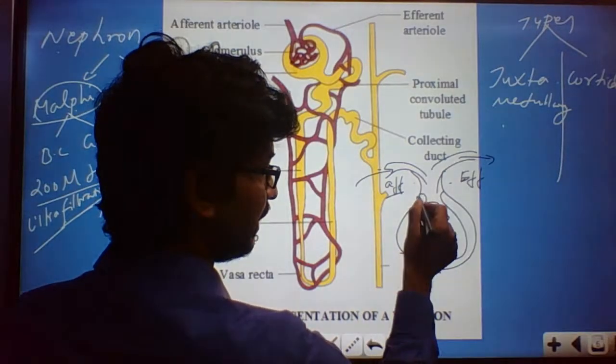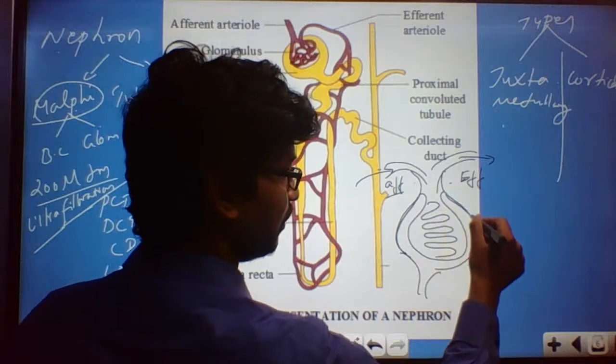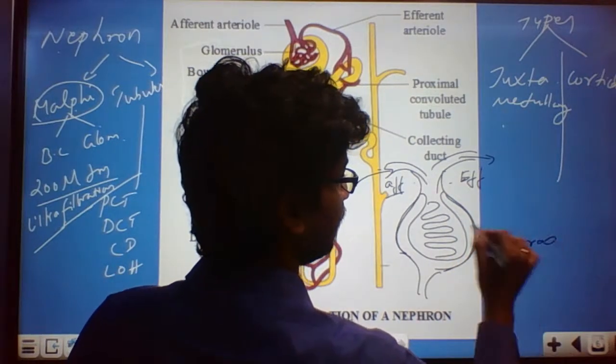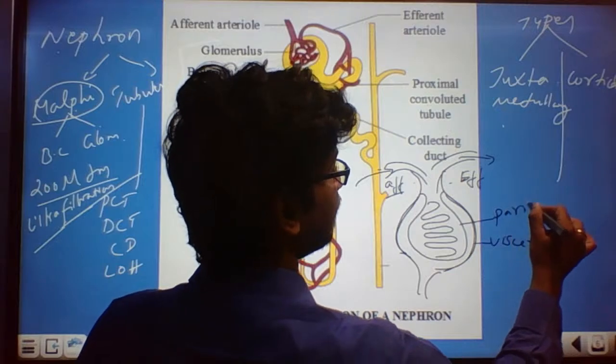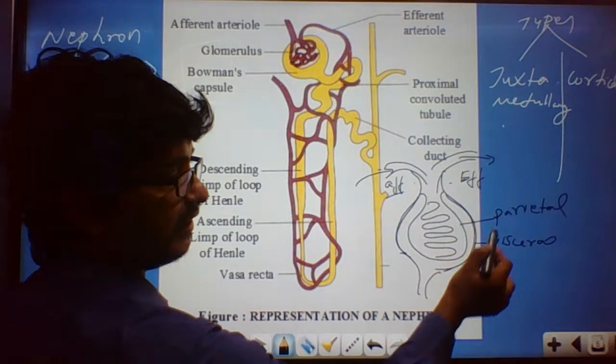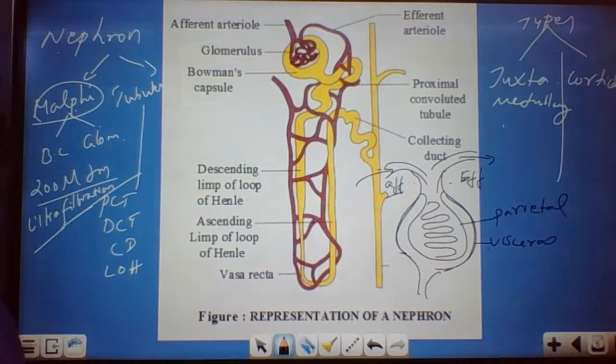In the layer we call this area the visceral, and this we call the parietal. Two layers you could see. This layer is called the visceral layer, and here you could see the parietal layer.